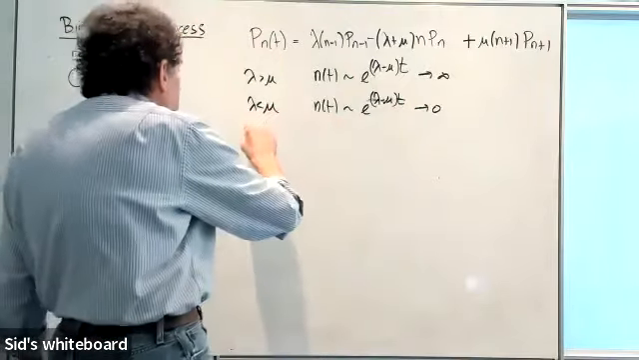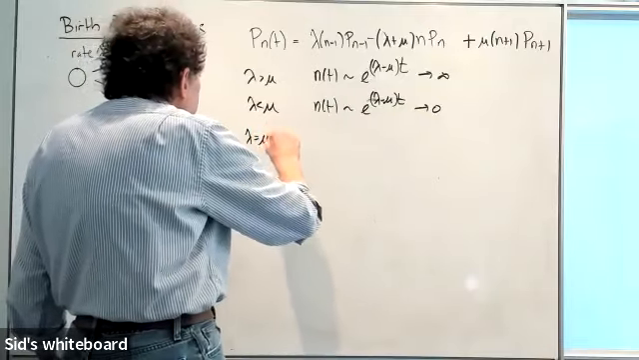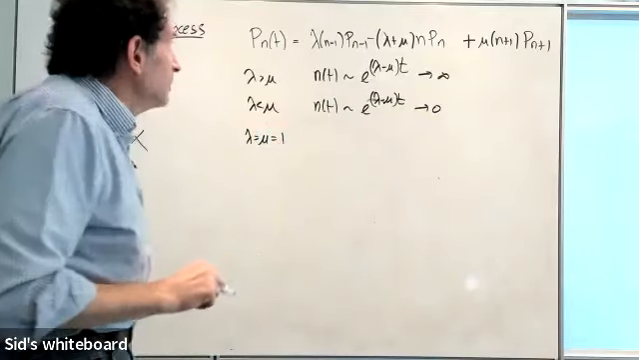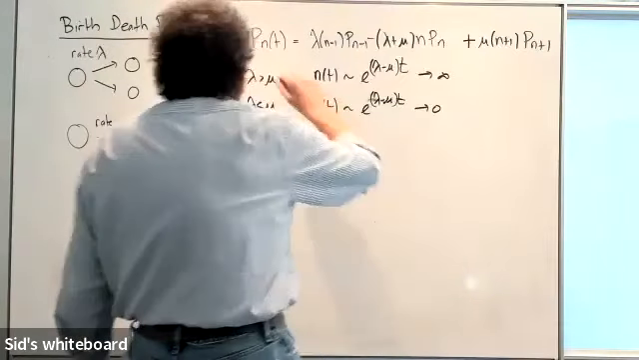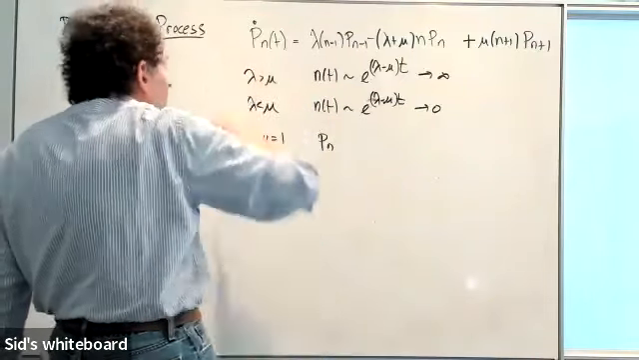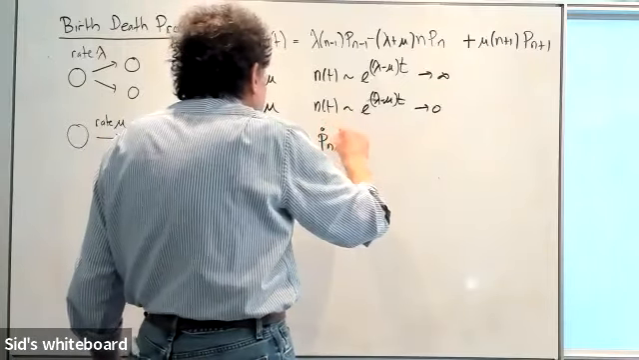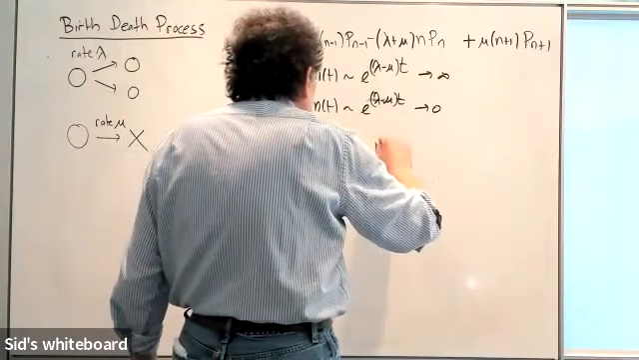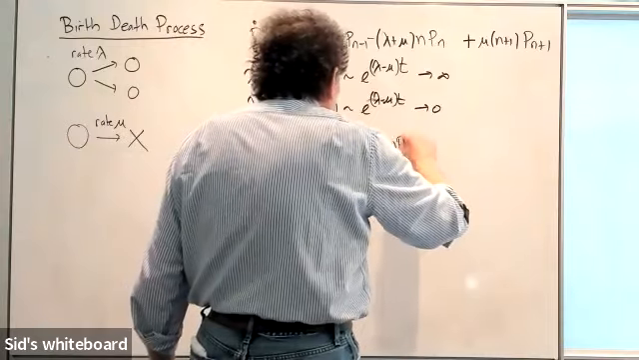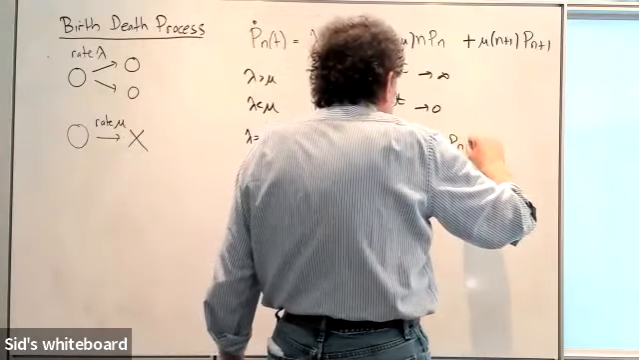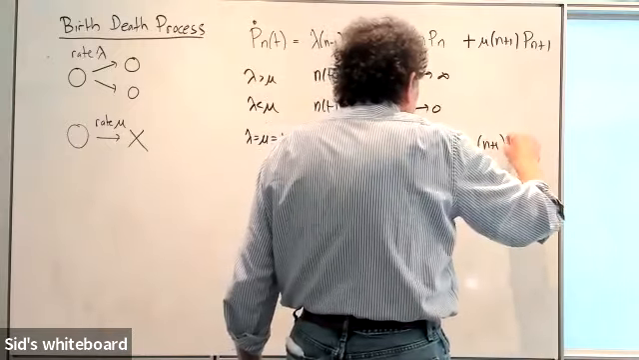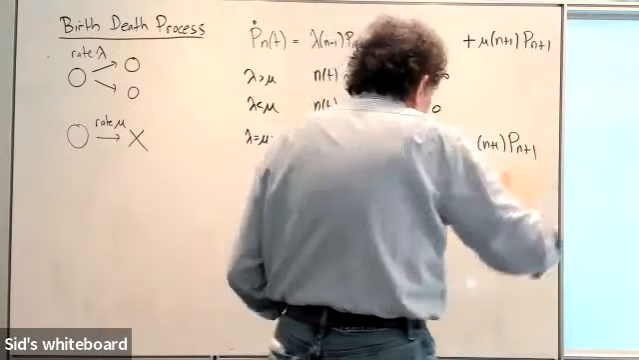So the most interesting case is lambda equals mu. And for the sake of simplicity, let me set that equal to 1. And then our equation of motion is Pn dot, and by the way, this is Pn dot, I forgot that too. Pn dot is equal to (n minus 1) Pn minus 1, minus 2n Pn, plus (n plus 1) Pn plus 1.